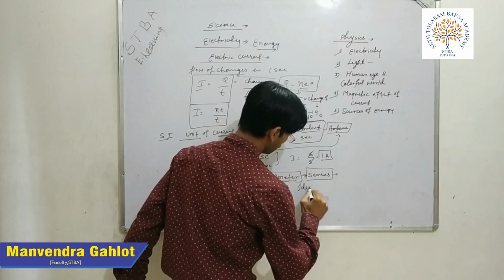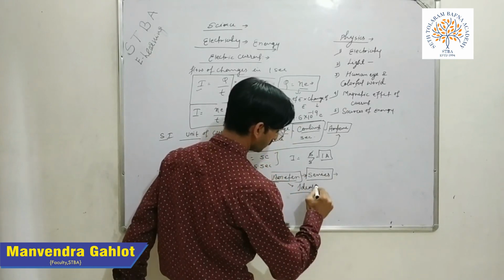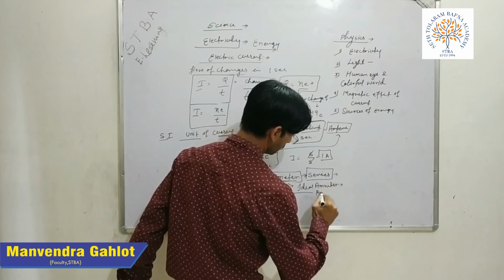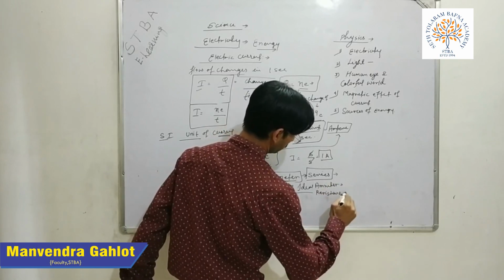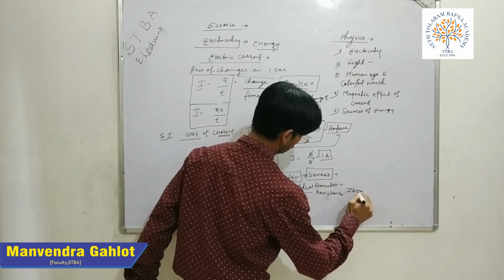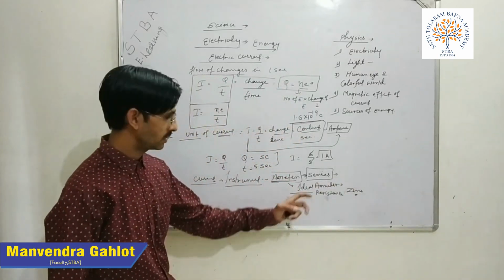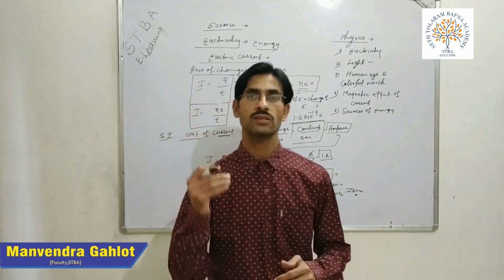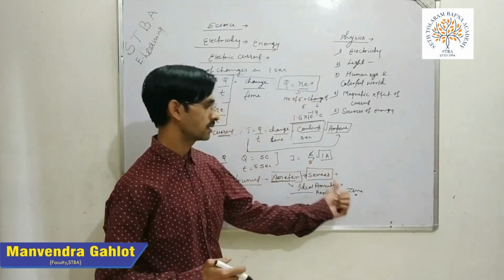An ideal ammeter has resistance equal to 0. That means if an ideal ammeter is there, the resistance of the ammeter should be 0.